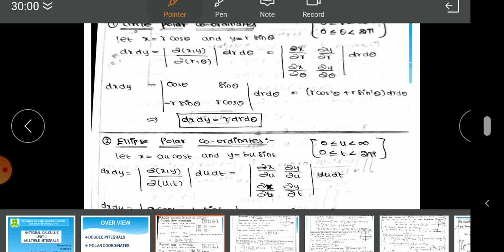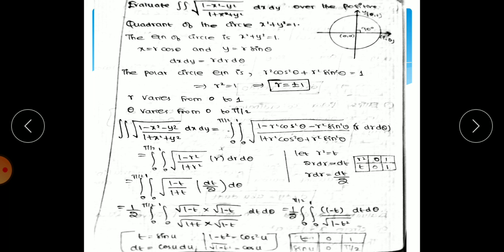Therefore r varies from 0 to 1 and theta varies from 0 to pi by 2. This we also saw in the definition: r lies between 0 and infinity and theta lies between 0 and 2 pi. But here r lies between 0 and 1, since the given equation is x squared plus y squared equal to 1, and theta varies from 0 to pi by 2 since it is a positive quadrant. So 180 by 2 is 90 degrees. Now we can apply the limits, with x equal to r cos theta and y equal to r sin theta.